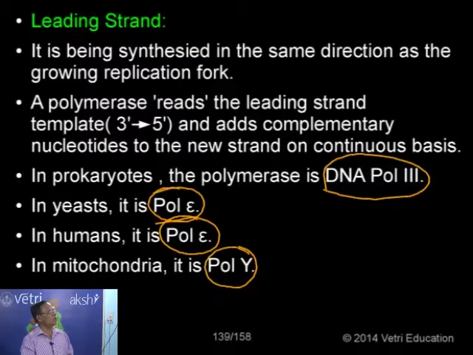So anyway, normally the leading strand is synthesized continuously, mainly with the help of DNA polymerase 3, both in eukaryotes and prokaryotes, but with a little name change. So I mentioned DNA polymerase 3; in the case of humans it is polymerase epsilon, only a little bit of change because of the organization of the protein enzyme.